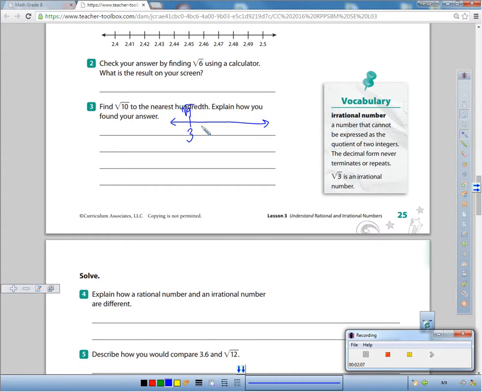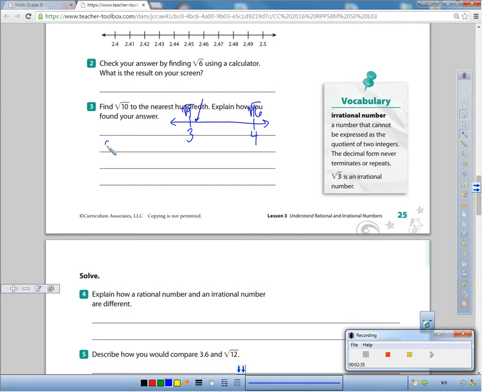We're looking for the square root of 10, so we know it's going to be more than that. And then maybe you have 4 on here, so that would be the square root of 16. Okay. Looking at the square root of 10, you know that it has to be pretty close to the square root of 9. So between here, you could list 3.1, 3.2, 3.3, 3.4, and you could keep going like that.